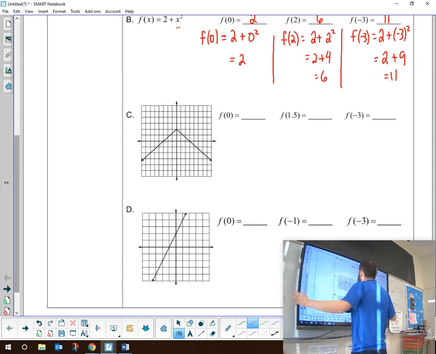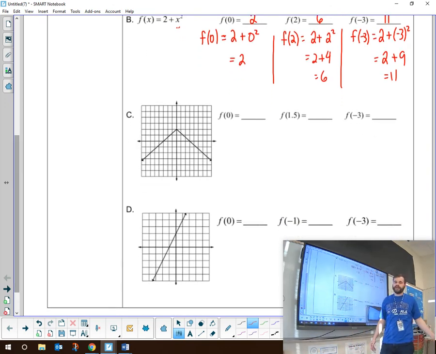Now let's try letter C here. For letter C, we don't even have anything to plug in. It's just a graph. With a graph, all you do is look for where that x value is. So f of 0 is asking us, where is x 0 on my graph? Well, x is 0 right in the middle. So what is y when x is 0? We have to go up 2 to find that. So when x is 0, y equals 2.